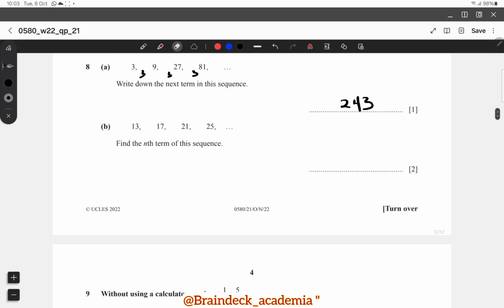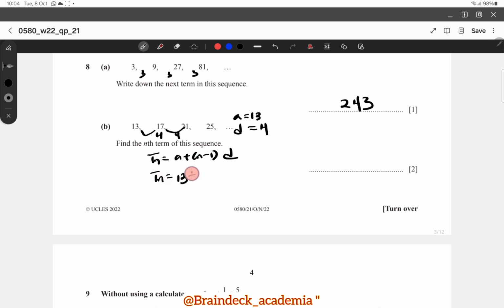Now we are asked to find the nth term of the sequence. So our first term is 13. It has a common difference of 4, as you can see. And we know that Tn equals a plus (n minus 1) times d. We are asked to look for the nth term. So Tn equals 13 plus (n minus 1) times 4. So Tn equals 13 plus 4n minus 4.